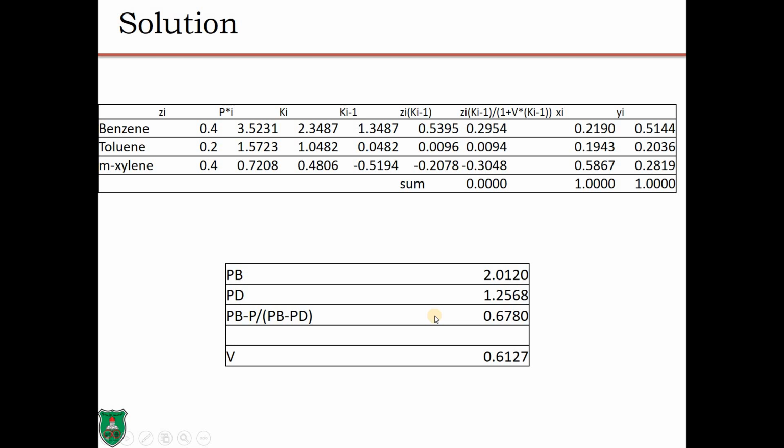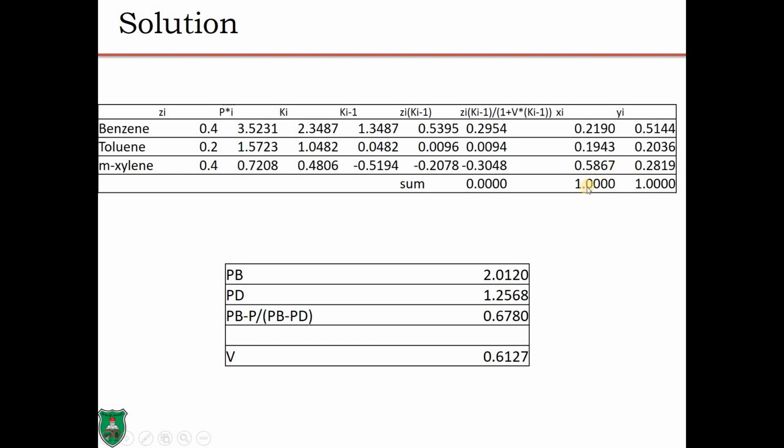Now, to analyze the results of the flash calculations, first thing is look at the Zi's and compare them to your Xi's and Yi's. If your solution is correct, then Xi and Yi should bracket Zi. That is, Zi should fall between Xi and Yi. For example, for benzene, in the feed it's 0.4, in the liquid it's 0.22, and in the vapor phase, it's 0.51. 0.4 is between 0.22 and 0.51. Toluene, 0.2, between 0.19 and 0.2-something. 0.4 for xylene is between 0.59 and 0.28.